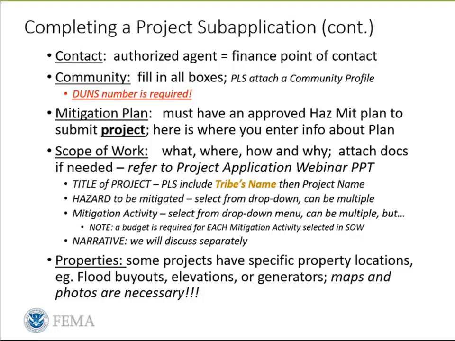Mitigation plan. Remember, this is for a project sub-application, and for a project, you have to have a FEMA-approved hazard mitigation plan that is in place and effective on the application deadline date in order to submit a project. Here's where you enter the information about that plan. It's pretty self-explanatory. The one thing that I would ask is that when you do this, always try to remember to cite what part of the plan your proposed project is implementing.